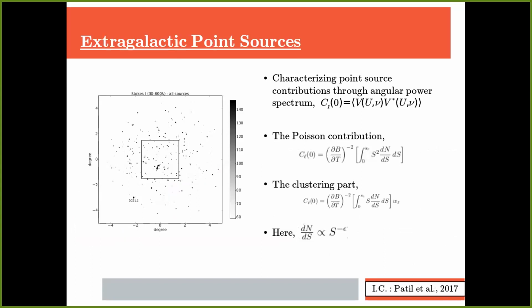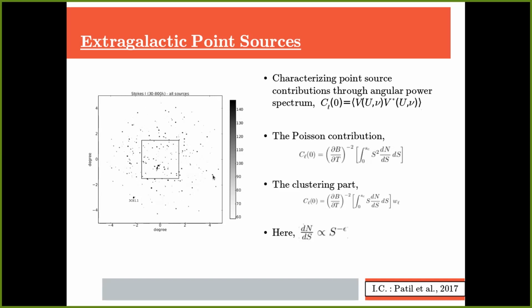So let me start by talking about the extragalactic point source. I'm going to talk about extragalactic point sources and the diffuse galactic synchrotron emission, which are two of the most dominant components in our 21 centimeter studies. Both of these are characterized through a quantity called the angular power spectrum, which is basically the visibility correlation at the same frequency nu.